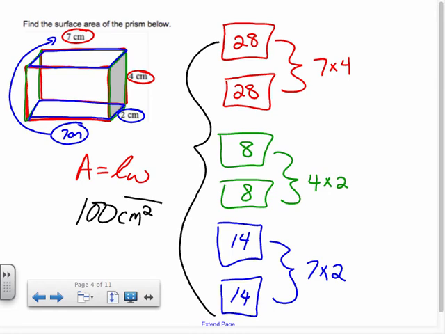centimeters squared. Mrs. Dwyer's here. Mrs. Dwyer, say hi. Hi. When you watch this, I'm not going to be here anymore.